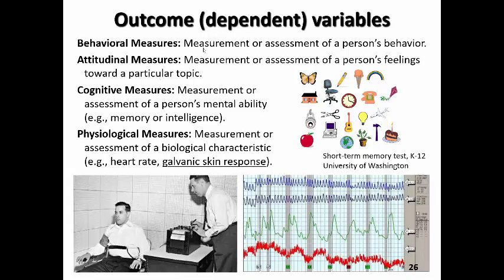Behavioral measures are those that assess a person's behavior, and this can be evaluated through three different methods: trace, observation, or behavioral choice that was outlined a little bit earlier.